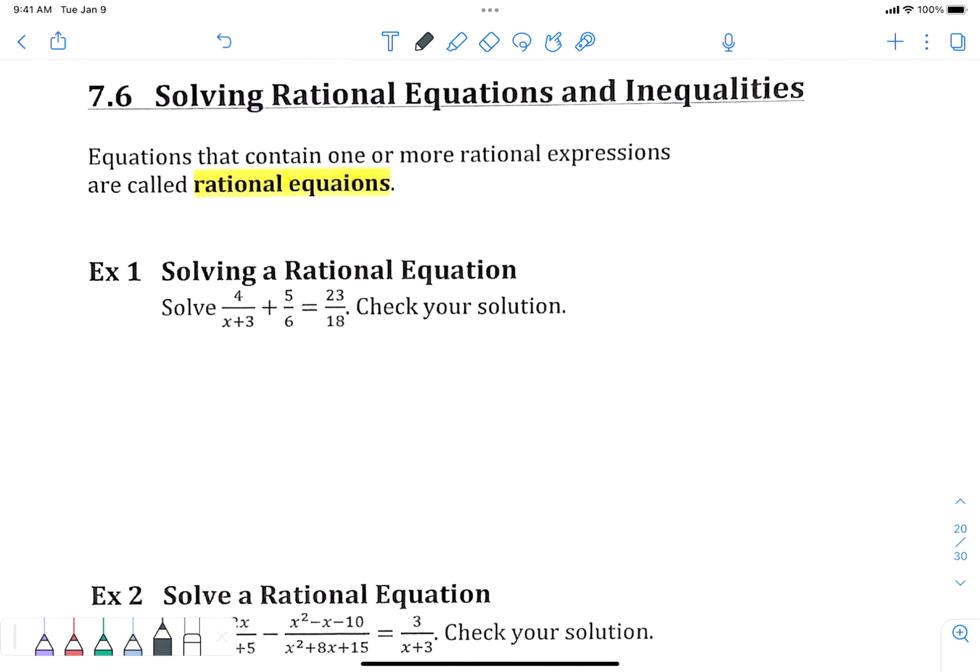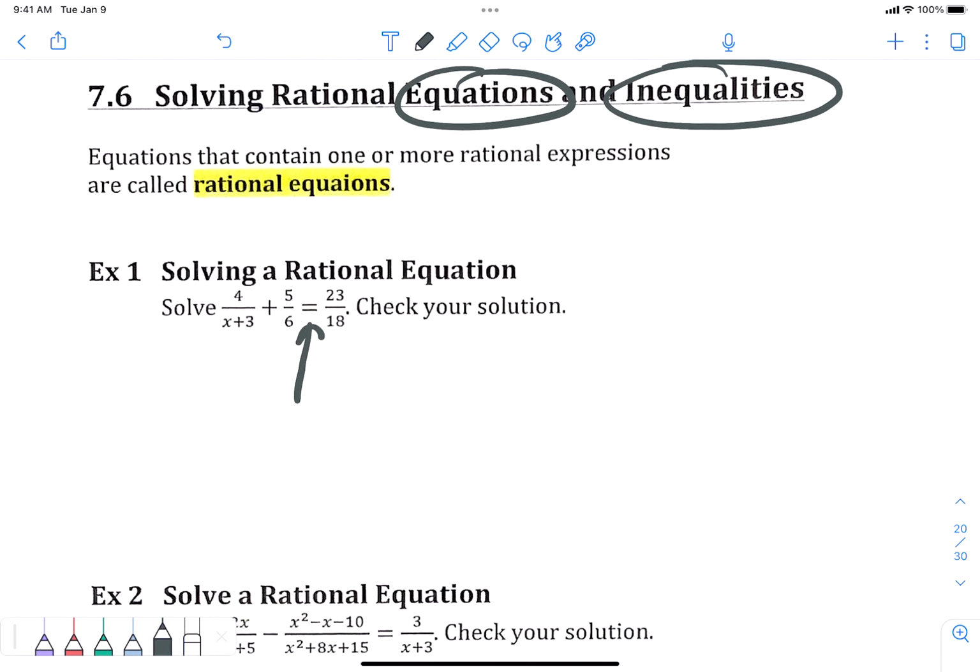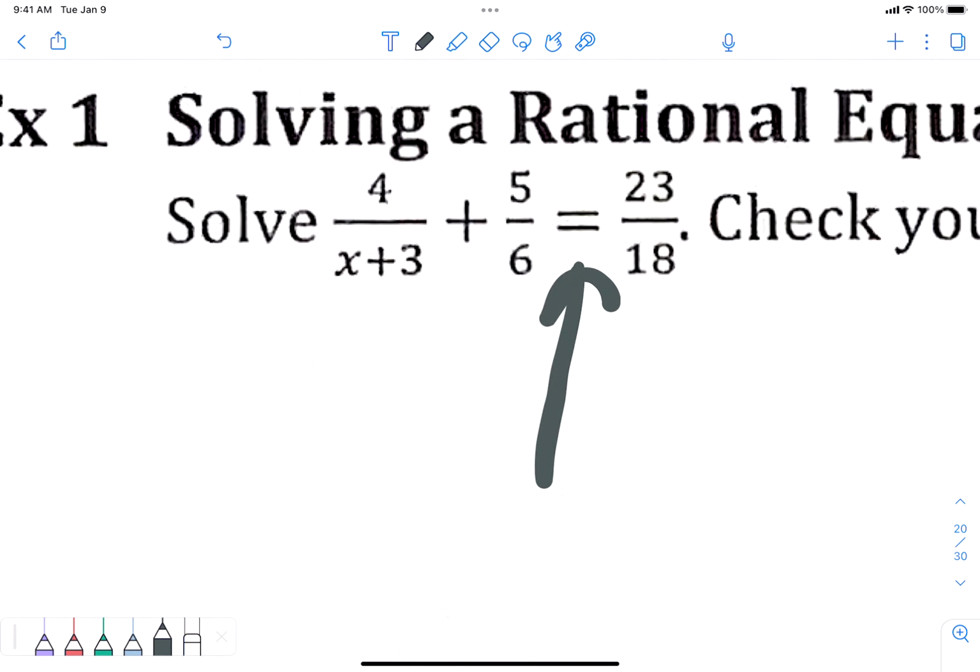We are doing some of the same stuff as what we've done before, except we are solving equations and inequalities. Equations are going to involve an equal sign, like in example 1, we have an equal sign there. Okay, and there's just a couple little extra steps that we have to do.